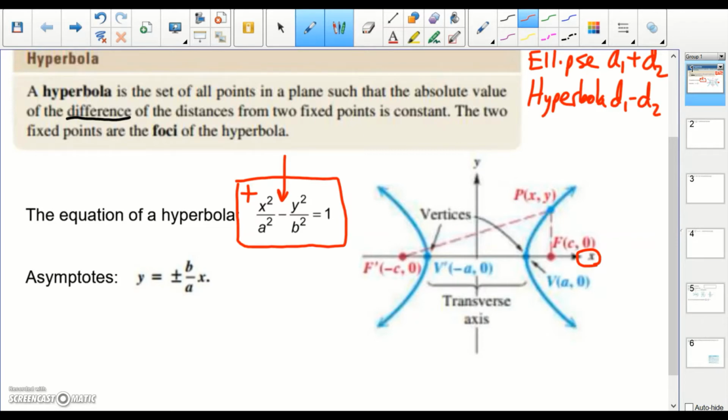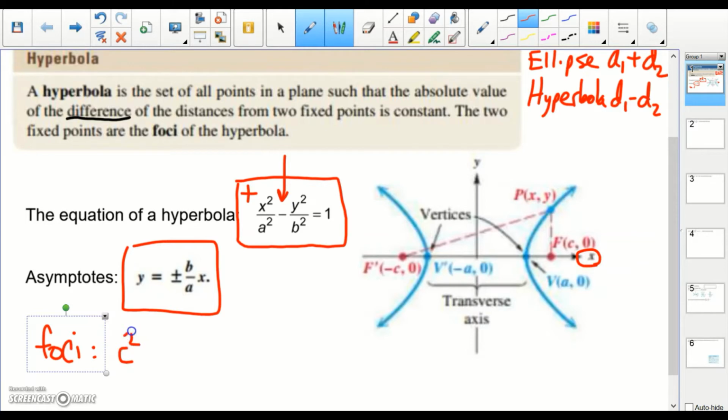Okay, you're going to have asymptotes. So you divide the a and the b numbers. Divide the a and the b numbers, and you're also going to have foci. And foci, let's see. You're going to calculate the foci in a similar way to the ellipses. So you're going to have that formula for finding those foci points.